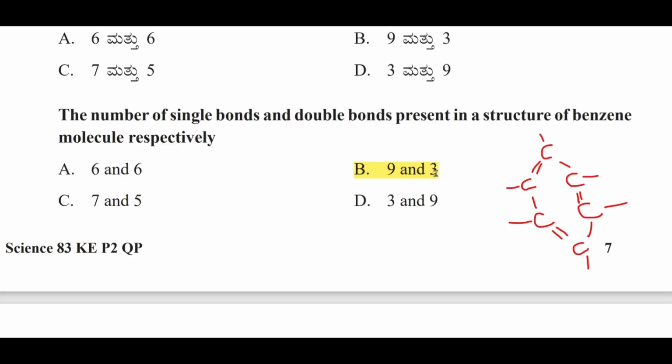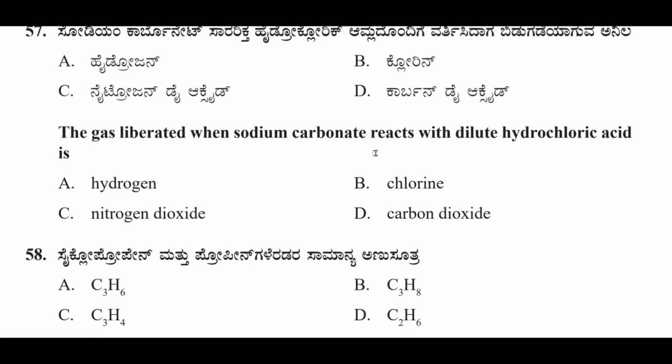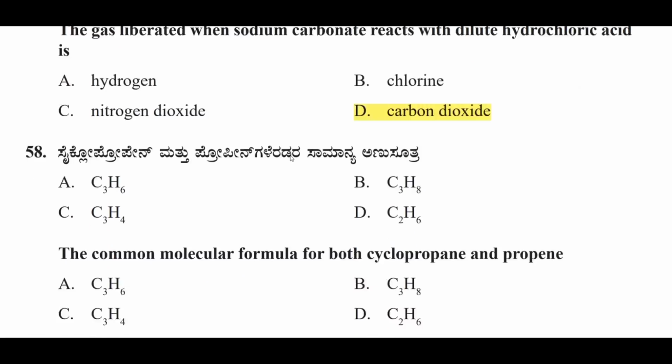In benzene molecule, we have 9 single bonds and 3 double bonds. Now moving to next question. The gas liberated when sodium carbonate reacts with dilute hydrochloric acid is. The answer is option D, carbon dioxide.